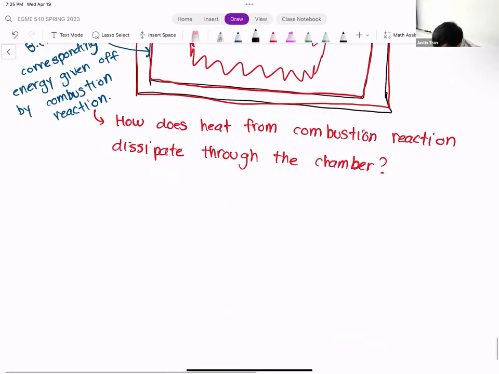All right, let's go over a special case of a heat flow boundary condition. A special case of a heat flow boundary condition is one where it's perfectly insulated.